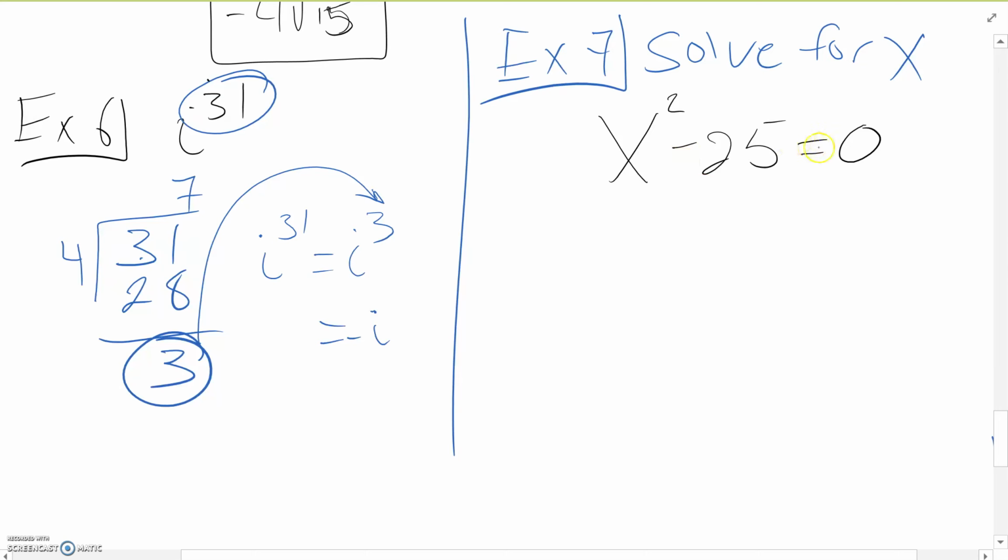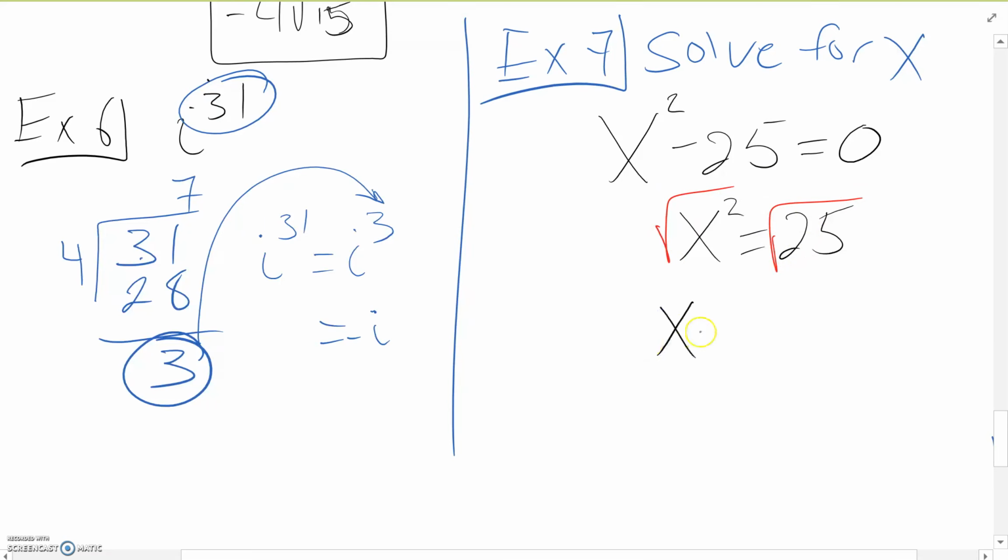We're going to add 25 to both sides so that we solve for x. So x squared equals 25. And then the next step is just to take the square root of both sides. That part's not too crazy, right? We want to get x by itself. We have x squared. We take the square root of both sides.